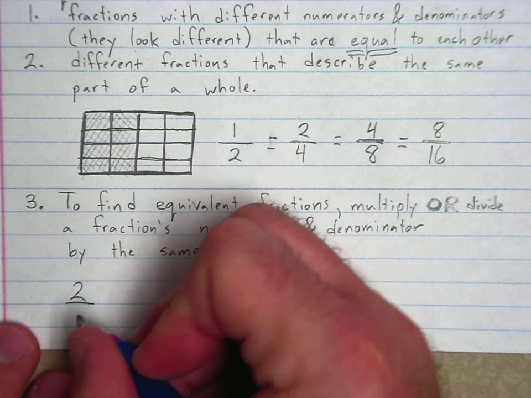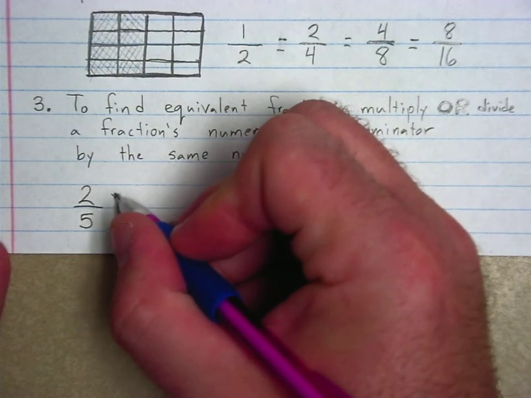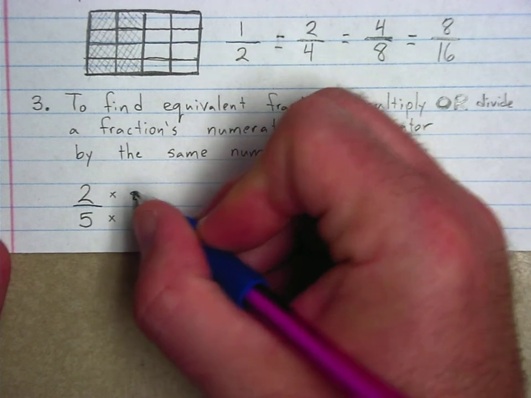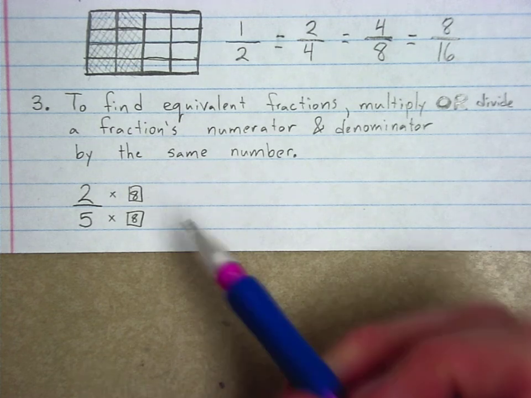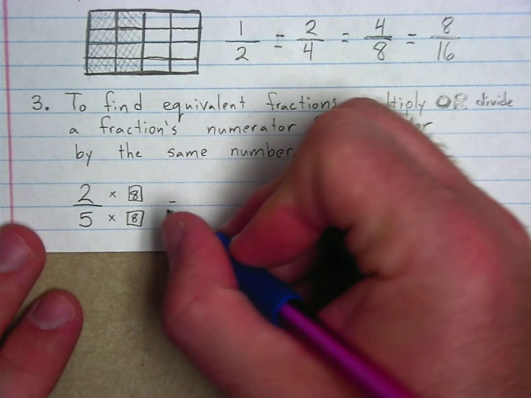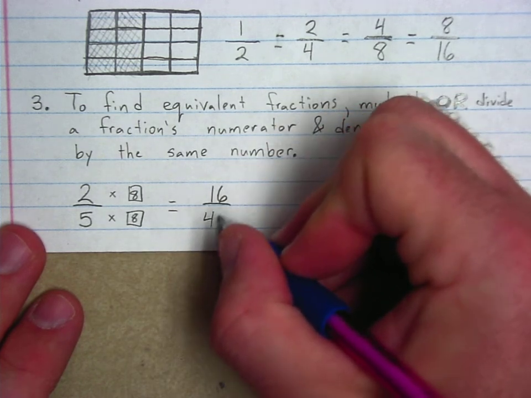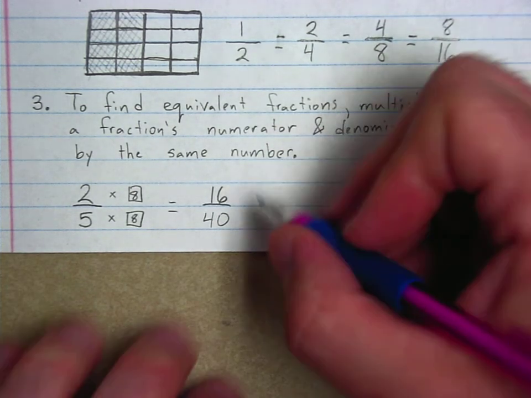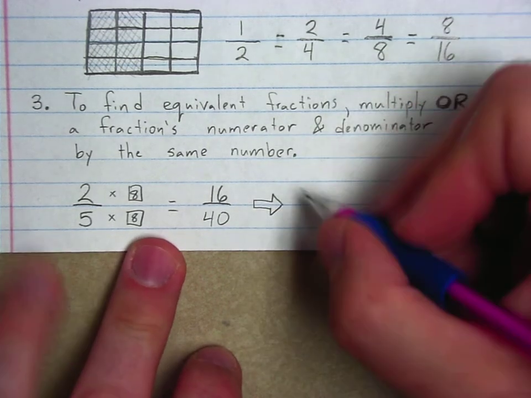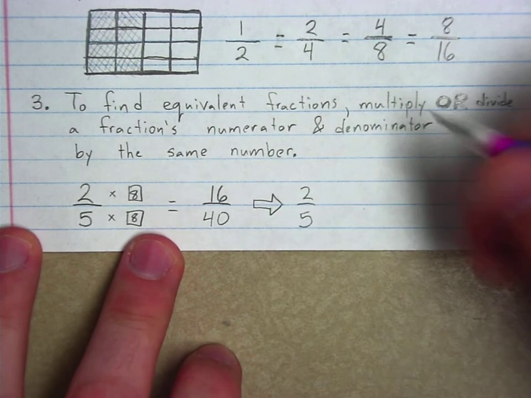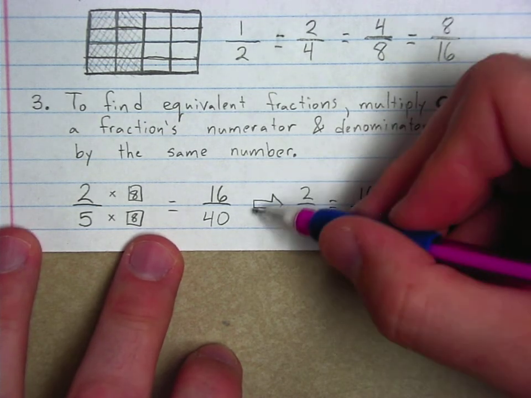Another example, if I start you off with 2/5, let's take that same number. Again, I could pick literally anything. 2 times 8, 16. 5 times 8, 40. That means that my original fraction, 2/5, is equal to 16 over 40.